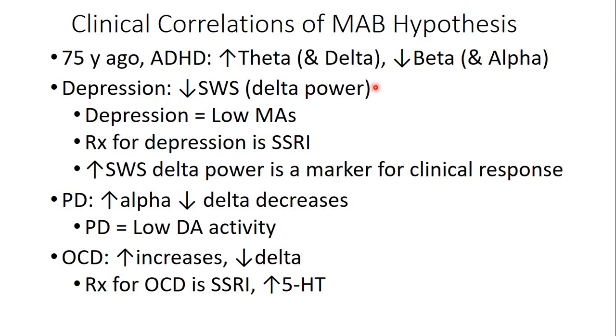In depression, we get a decrease in delta power, well known. Low monoamines are responsible for that. In fact, by definition, depression is low monoamines. Treatment for depression is an SSRI, which raises serotonin and raises the delta power. And guess what? Many clinical studies have shown that if you increase delta power during slow wave sleep, it's actually a marker for a good clinical response. We have similar things going on in Parkinson's disease and OCD. And I will end there because I know we're 5 minutes beyond and people have stuff to do.